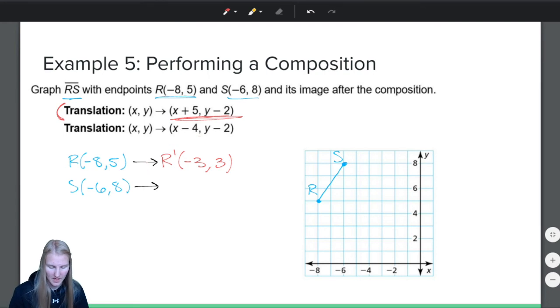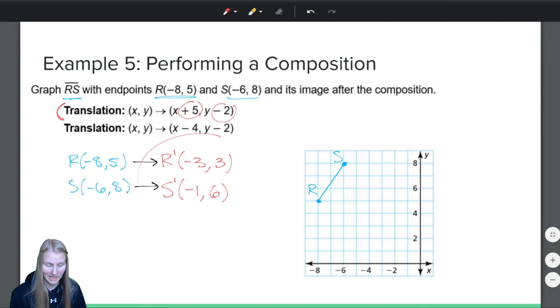Okay. And let's do the same thing with S. Negative 6 plus 5 gives us S prime. Negative 6 plus 5 is negative 1. And 8 minus 2 is 6.